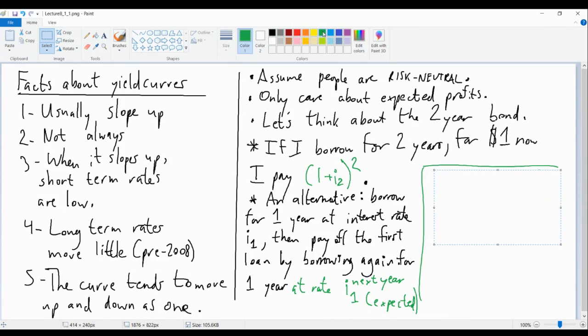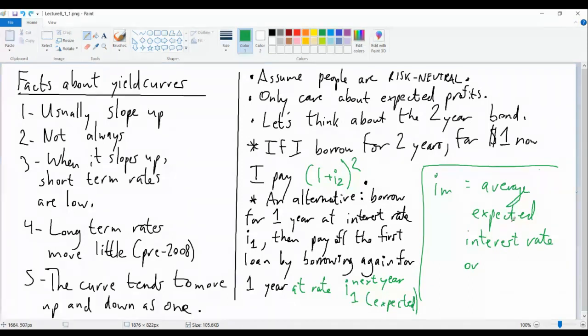We have that the interest rate on a bond of maturity M should equal the average expected interest rates until M. Now we'll see, does this account for these facts that we came up with at the beginning?